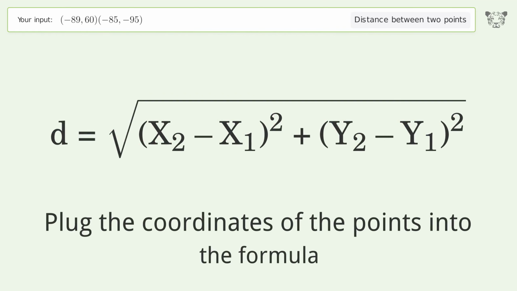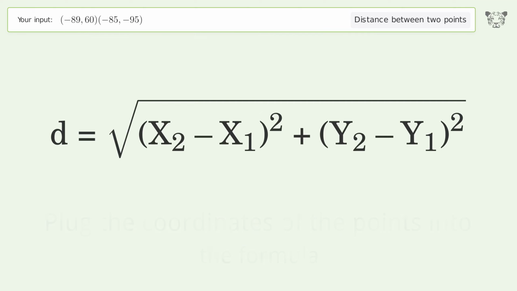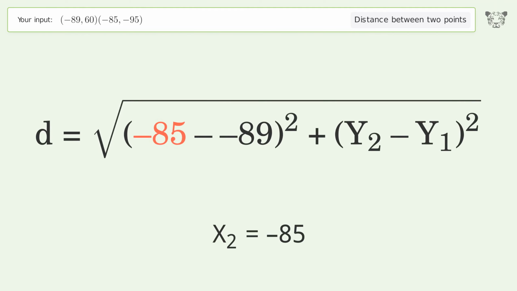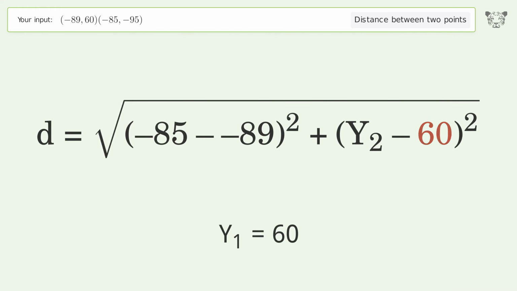Plug the coordinates of the points into the formula. x1 equals negative 89. x2 equals negative 85. y1 equals 60. y2 equals negative 95.